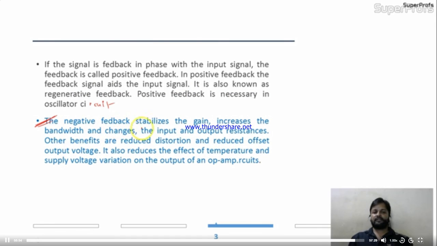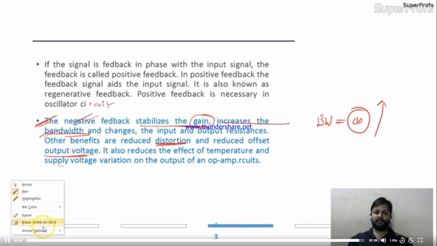Negative feedback stabilizes the gain. We need a stable gain for any process. So negative feedback is very important. It increases the bandwidth, and you know for the Opamp the bandwidth should be infinity, very high. So negative feedback is going to increase that. So again it's very useful. It also improves the input and output resistances. Other benefits are reduced distortion and reduced offset output voltage. It also reduces the effect of temperature and supply voltage variation on the output of an Opamp circuit.